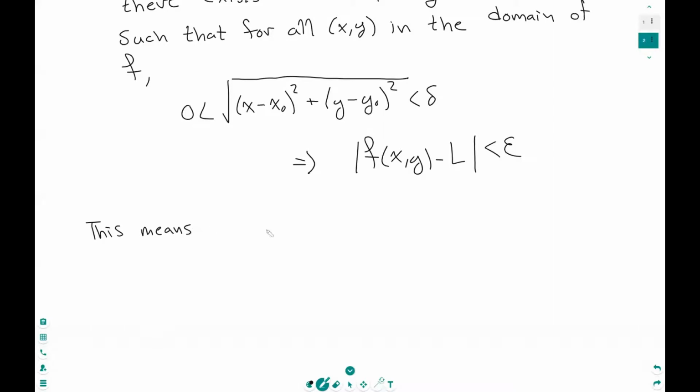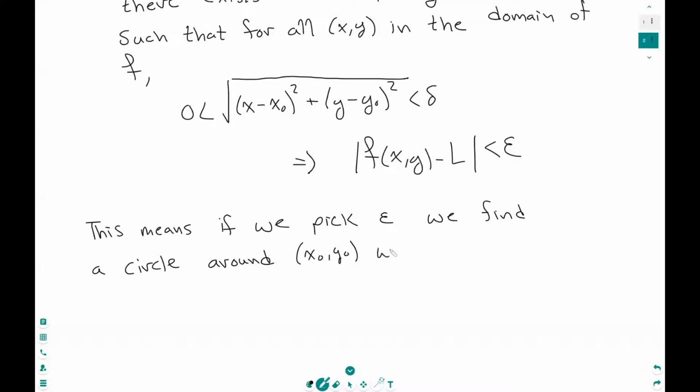What's the layman's terms for this? This means if we pick an epsilon, we can find a circle around our limit point x naught and y naught, where all of the values generated by x and y inputted into our function are less than an epsilon difference from L.